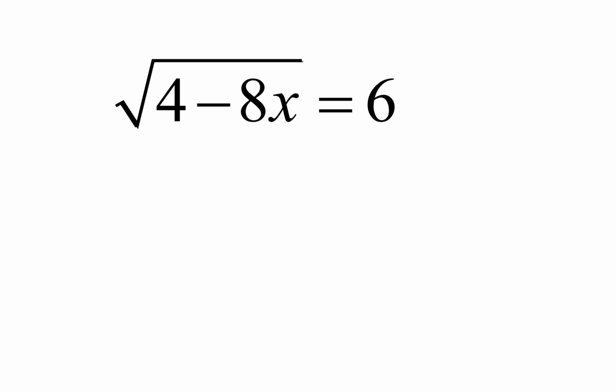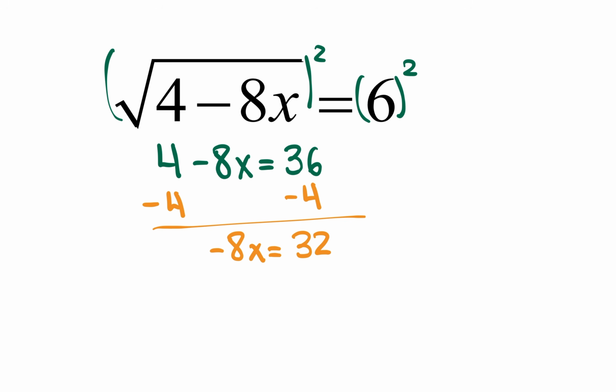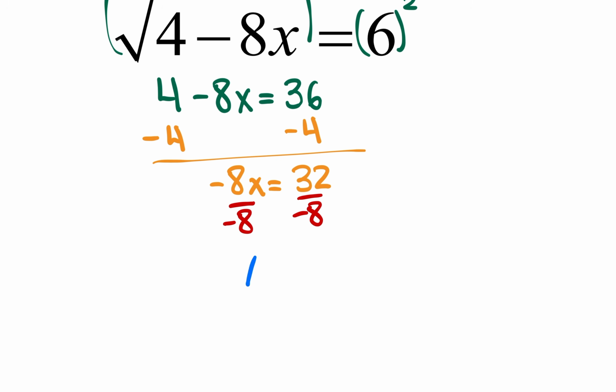Moving on to the next question, question number 4. We have the square root of 4 minus 8x is equal to 16. My first step is to square both sides. This will leave me with 4 minus 8x is equal to 36. I will then isolate for x by subtracting 4 on both sides. This will leave me with negative 8x is equal to positive 32. I will then divide both sides by negative 8. This will leave me with a final solution of x is equal to negative 4.